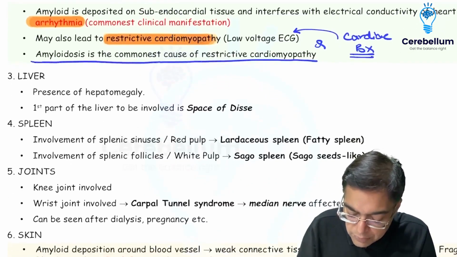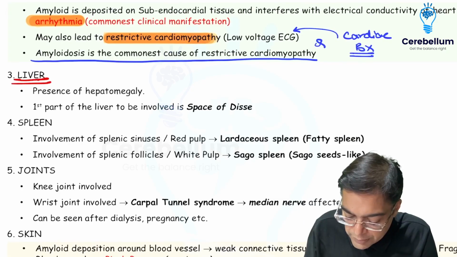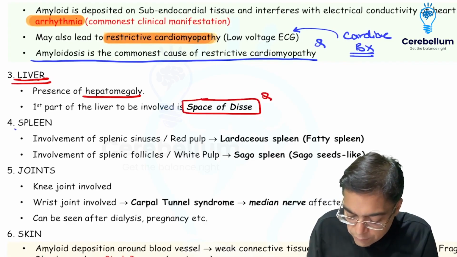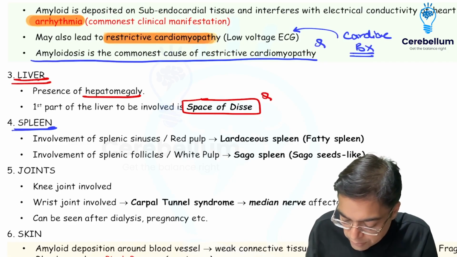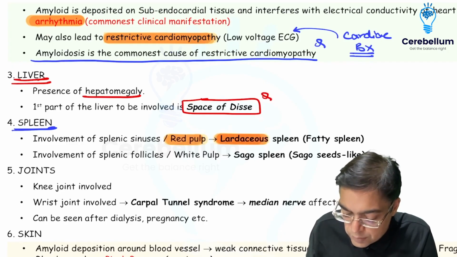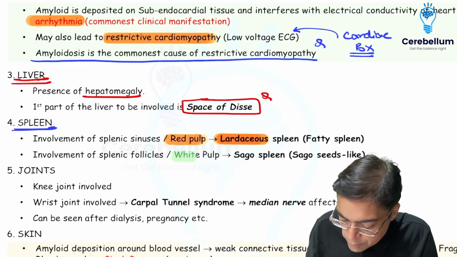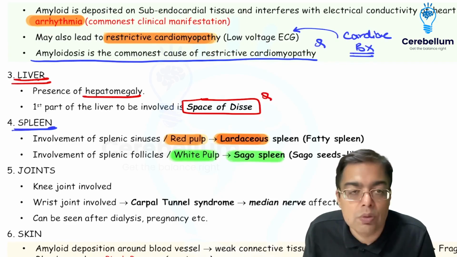When we think in terms of involvement of the liver, it is going to be increased in size, so there is hepatomegaly, and the first place in the liver where amyloid is deposited is the space of Disse. Splenic involvement is again going to cause splenomegaly, but when you have involvement of the red pulp of the spleen, this is associated with lardaceous spleen. But when you get involvement of the white pulp of the spleen, it is given the name of sago spleen, right?